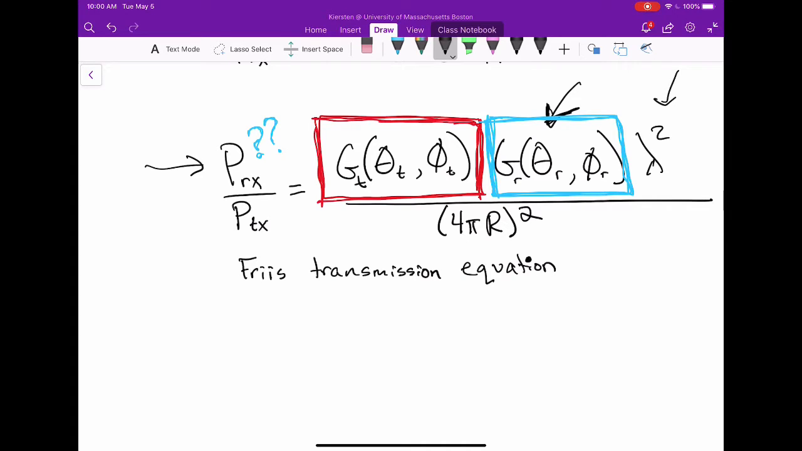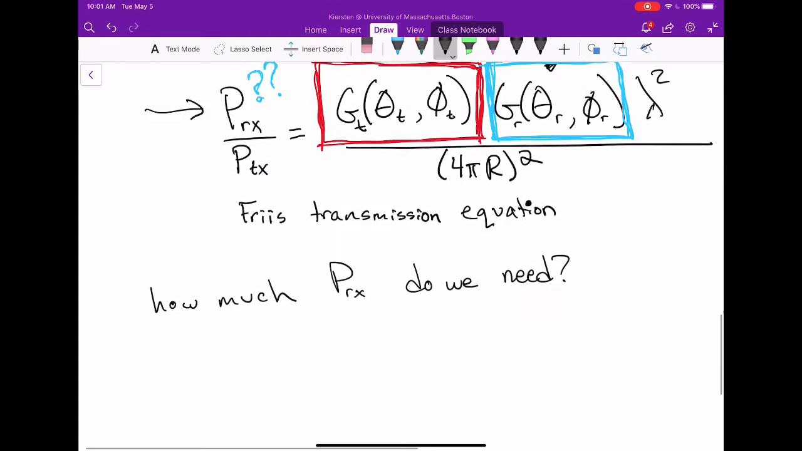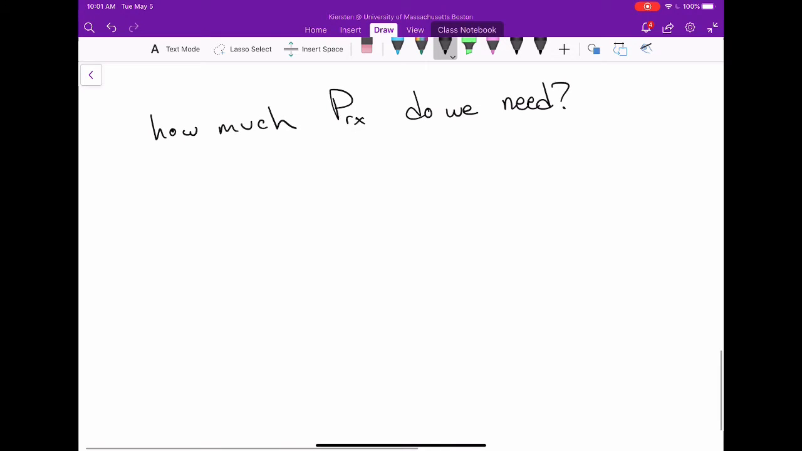So now we have this ratio of the receive power to the transmit power. So we know how much power we need to transmit and what the gains of the two antennas need to be in order to receive the amount of power we want over a given distance. But how do we know how much received power we need? And for that question, the best idea is really to draw a cartoon.